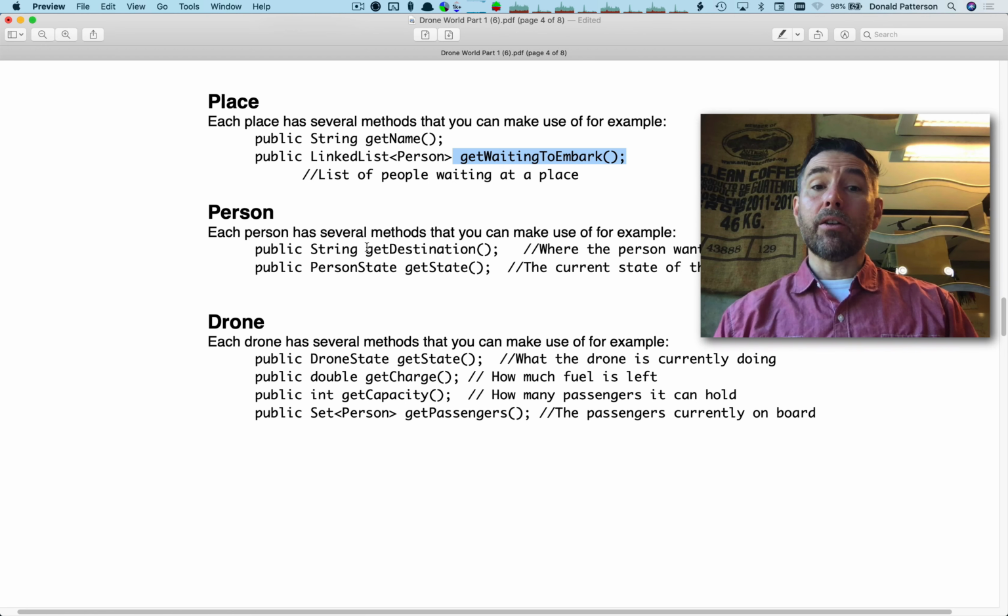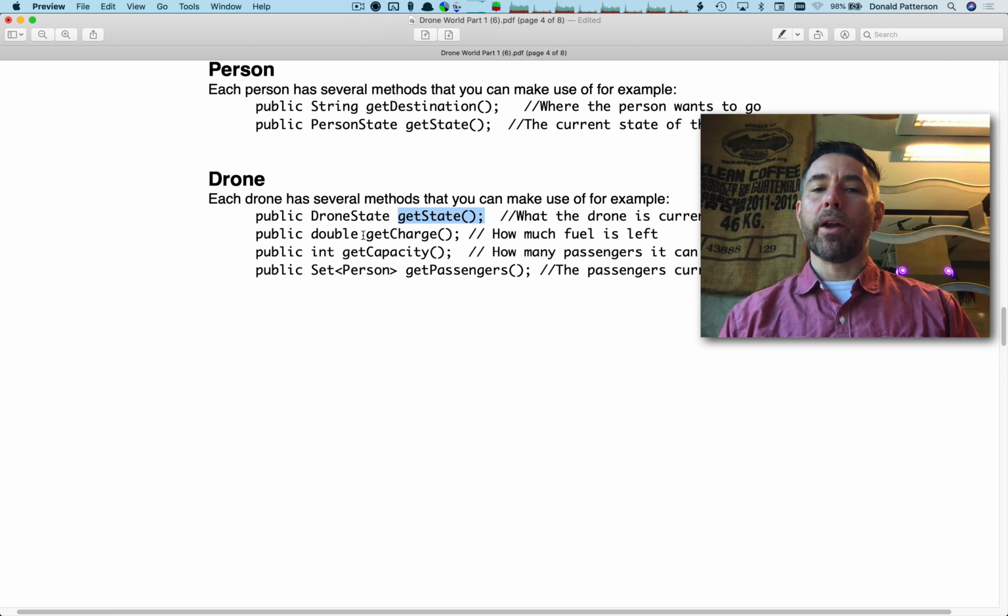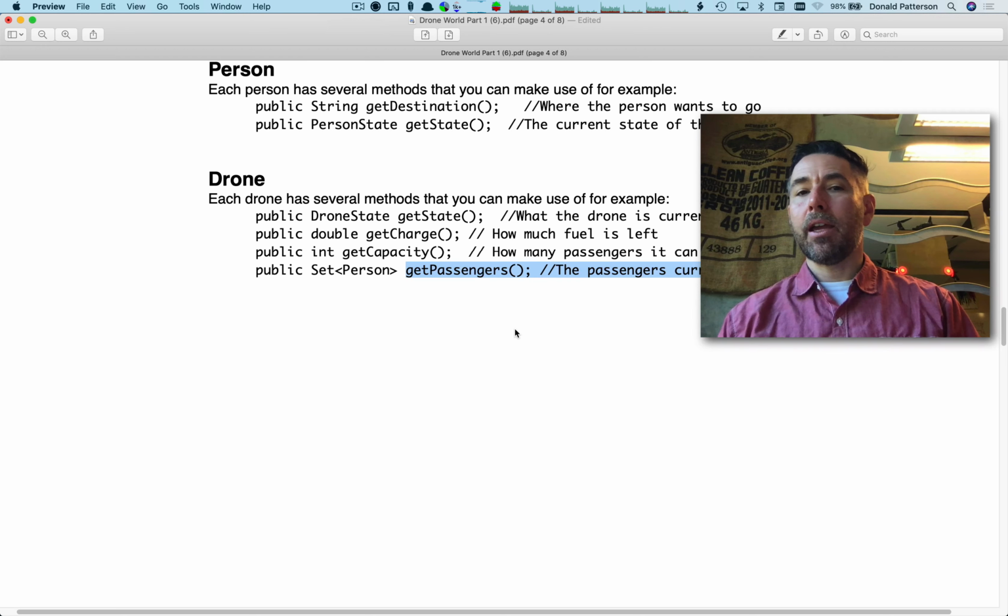For each person, you can check to see where each person wants to go, and you can also check the state of each person. Just like the drones have state, the people have state as well. For a given drone, you might want to know the drone state. For example, is it embarking, in transit? You might want to know what its charge is. You might want to know how many people it can hold. Sorry, capacity is how many passengers it can hold, and passengers is how many are actually on it.